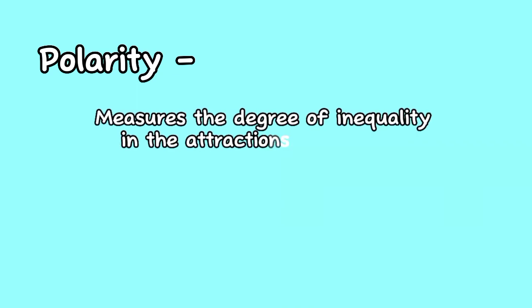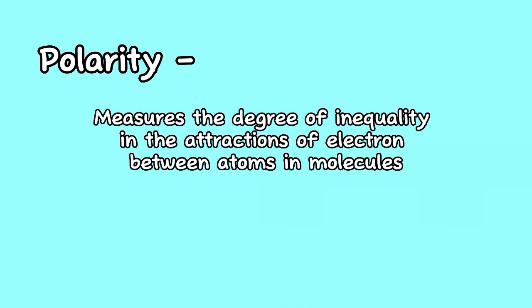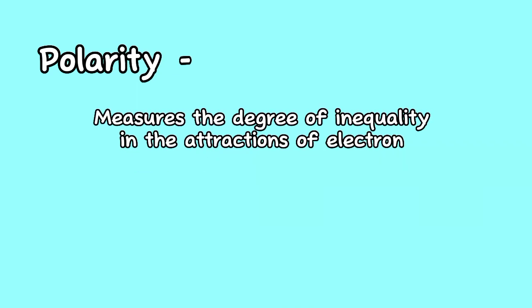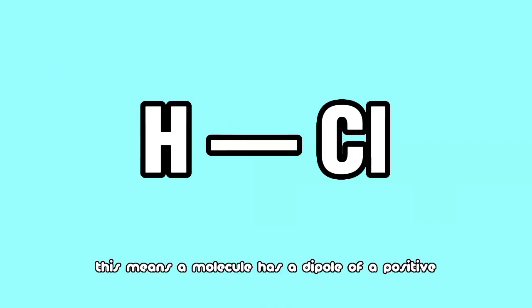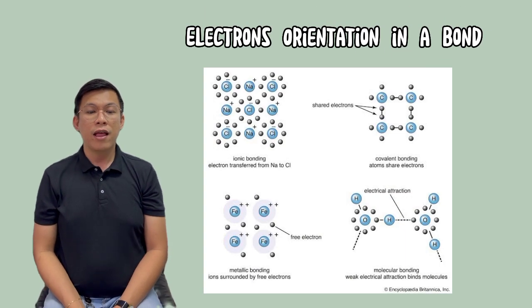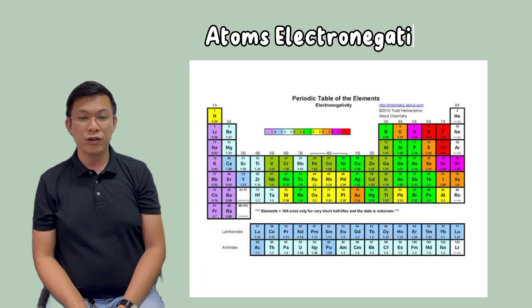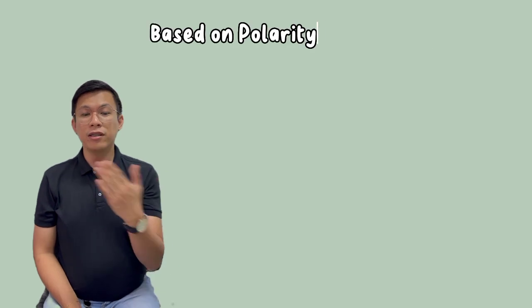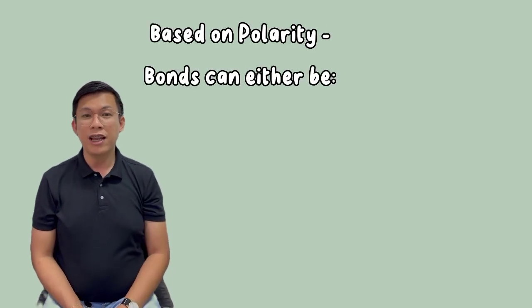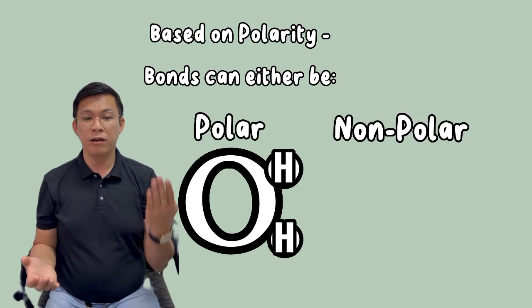Polarity measures the degree of inequality in the attraction of electrons between atoms in a molecule. This means a molecule has a dipole of a positive and a negative end. These partial charges are created based on the orientation of the electrons in a bond that depends on each atom's electronegativity. Based on polarity, bonds can either be polar or nonpolar.